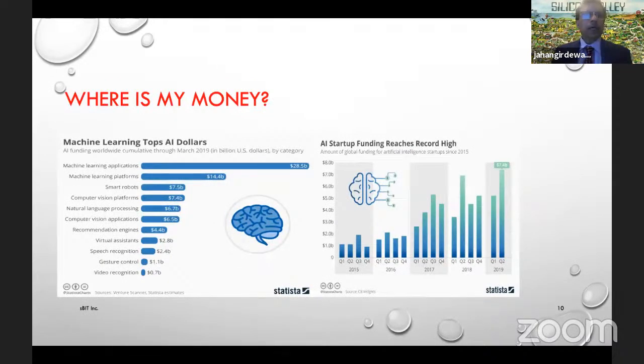So where is the money going, in fact? Where are the investments going? Machine learning applications have been invested in heavily, about $28 billion, and machine learning platforms about $14.4 billion. Those are the data from Statista. And startup funding has really grown. You can see that in 2018, Q1 and Q2 were really good. Even in pandemic time, in Q2, the funding really grew. Investors have been putting in venture capital funding of about $7.4 billion. And maybe now it will be much more this year.